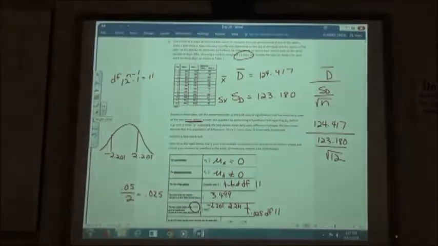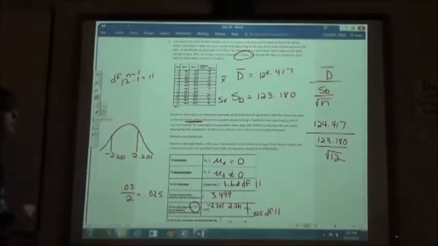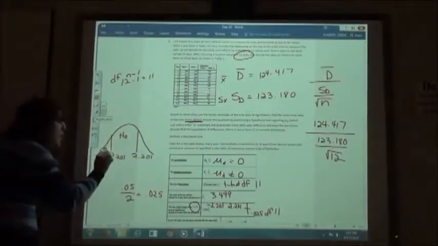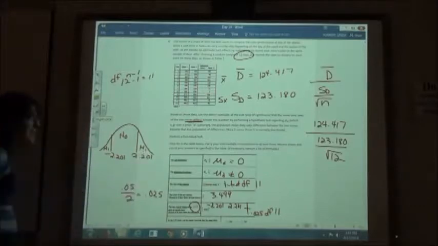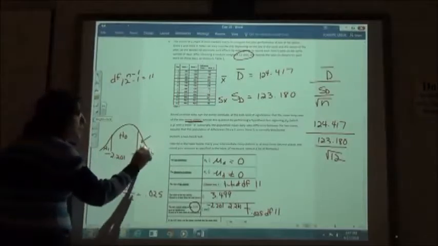And then, of course, the last part, at the 0.05 level, can the owner conclude that the mean daily sales of the two stores differ? So we want to figure out our test value. Where does our test value fall? If it's in the middle, we're going to accept the null. If it's on one of the two ends, we're going to accept the alternative. Where would 3.499 fall? On the right, in the rejection section over here, right?